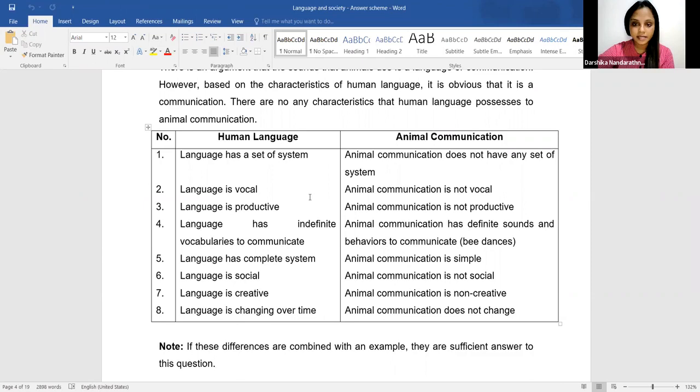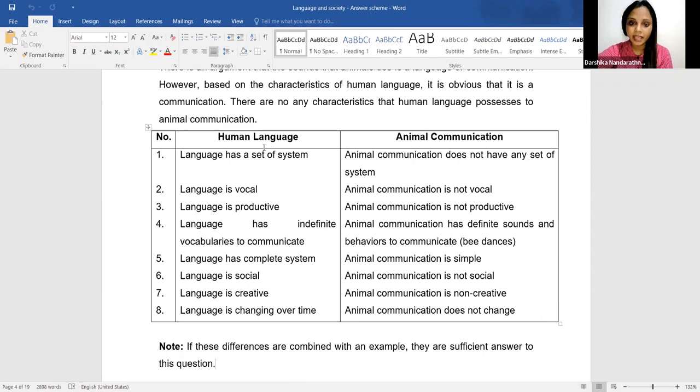Here you can see the differences between human language and animal communication in this chart, put in this table. So human language has a set of system. You know that there is a developed set of system in a language. But animal communication does not have any set of system. We cannot see a developed set of systems in animal communication. That is one difference.